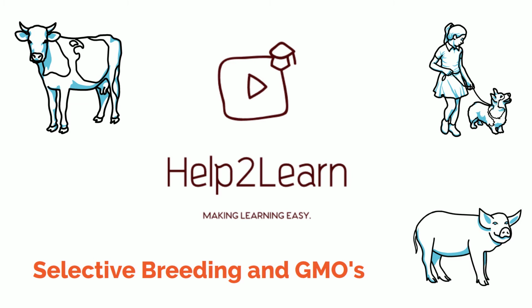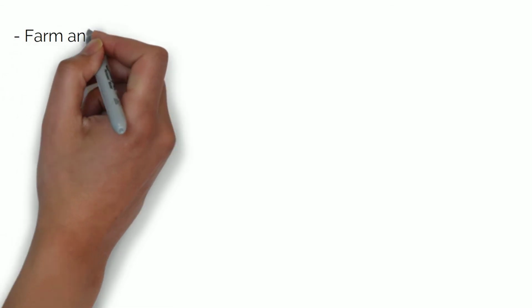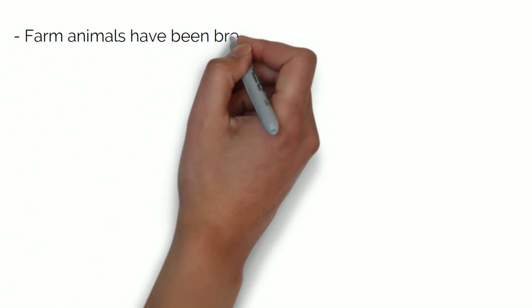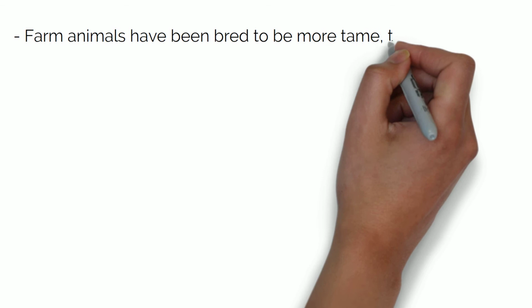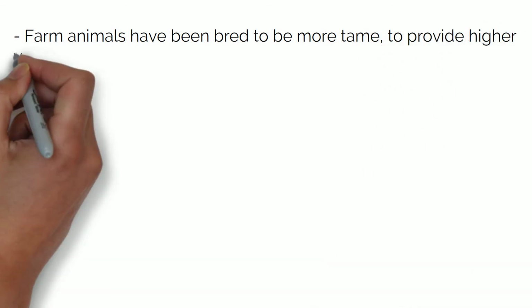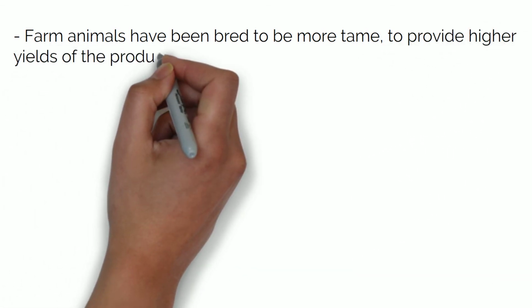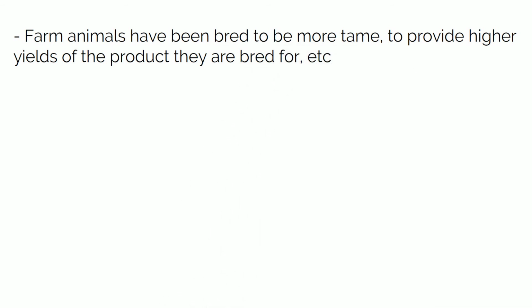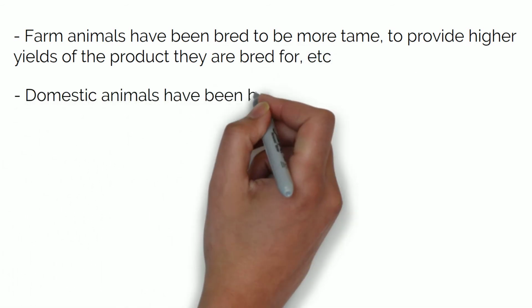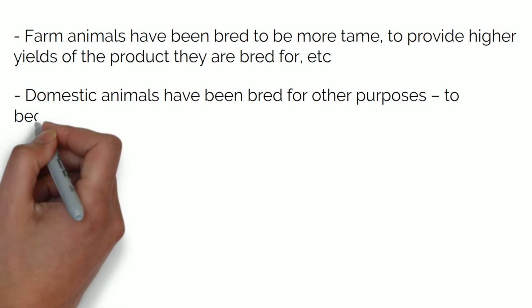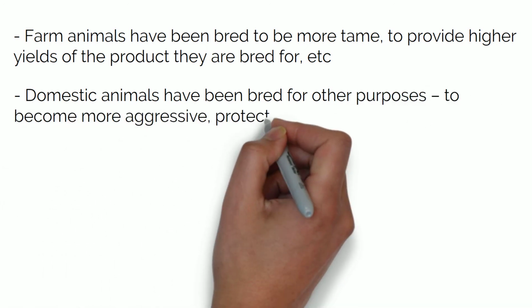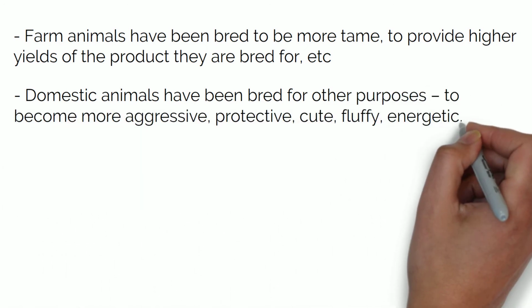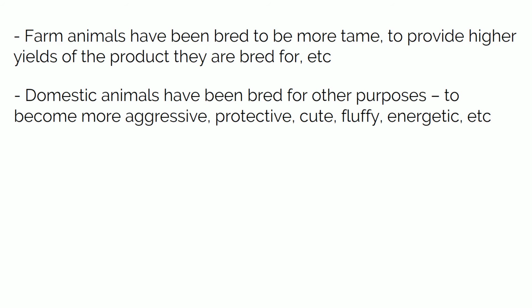We discussed in a previous video how humans have been selectively breeding and modifying domestic and farm animals to adjust to our needs. Our farm animals have been bred to be more tame, to provide higher yields of the product they are bred for, etc. Domestic animals, on the other hand, have been bred for other purposes, to become more aggressive, protective, cute, fluffy, energetic, etc.